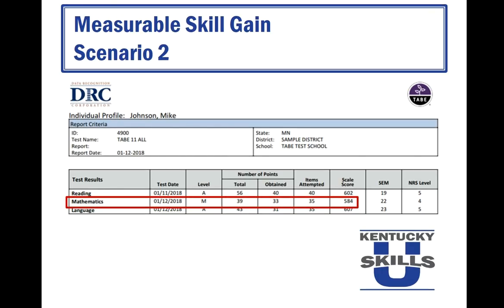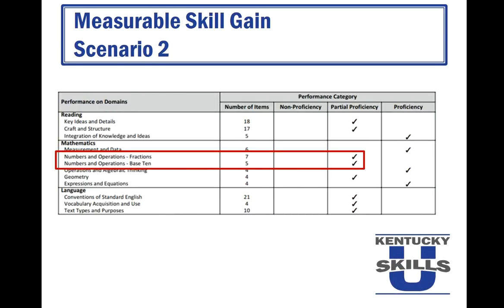Let's look at a math scenario that involves instructional technology. This particular student, Mike Johnson, he works for DRC. This particular student scored an M level 584 on math. And from his diagnostic, I see that he is partially proficient in fractions and in base 10.